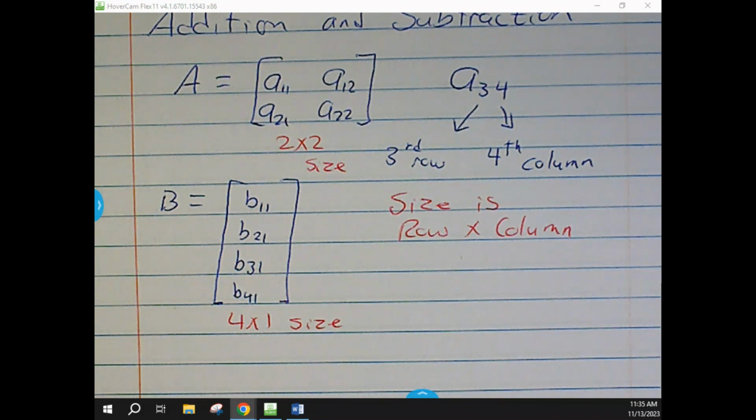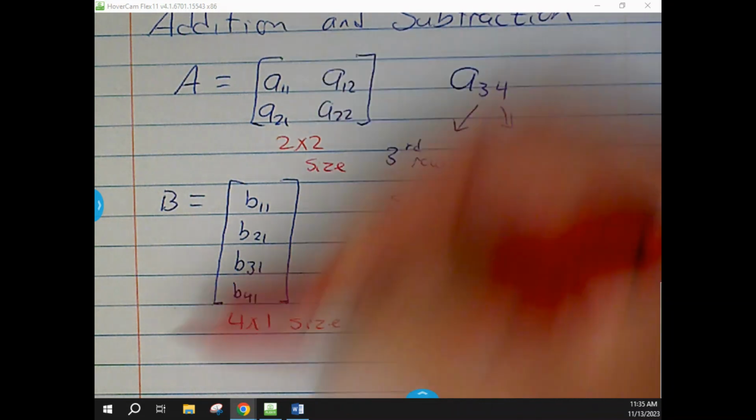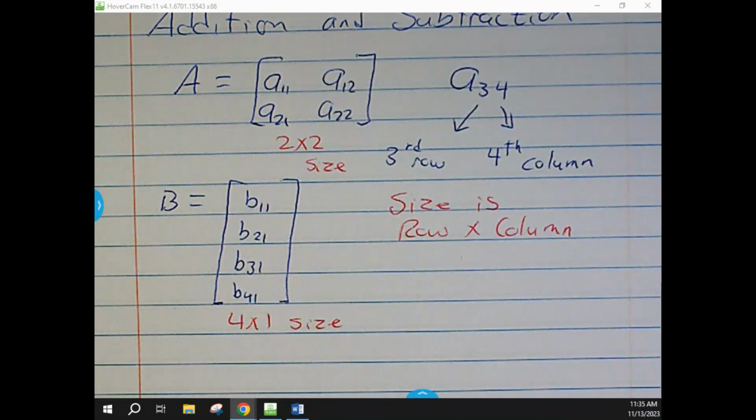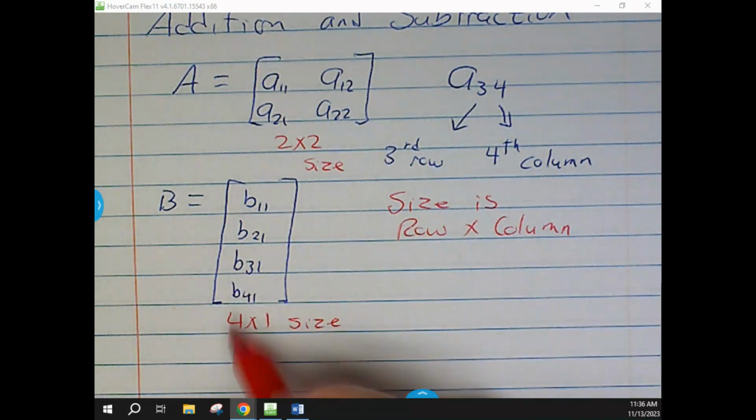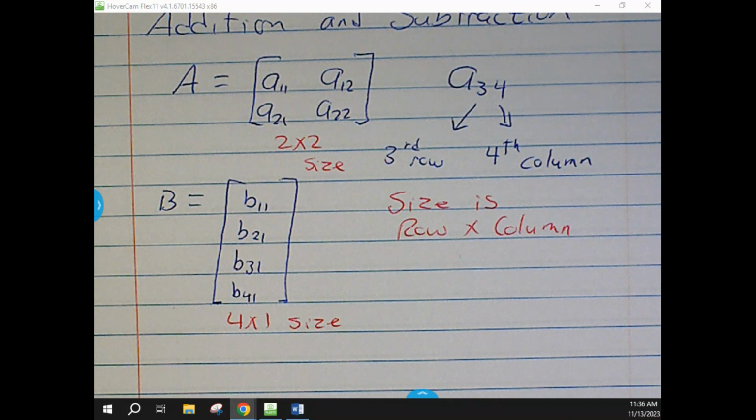Maybe I'm a little weird, but when I see these, I think columns first. So I always have to remind myself that I do my rows first and my columns second, because I see columns easier than I see rows. I don't know why that is, but that's just the way I look at it. So I have to remember that columns is my last number, and how many times I go side to side on my rows is my first number. That's just realizing what the sizes are and what everything means.